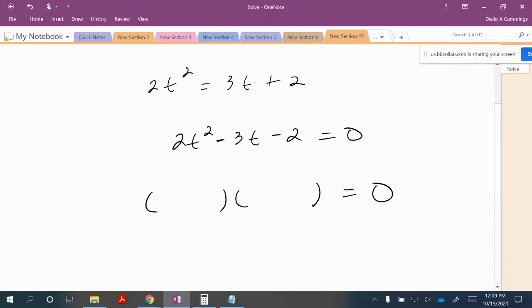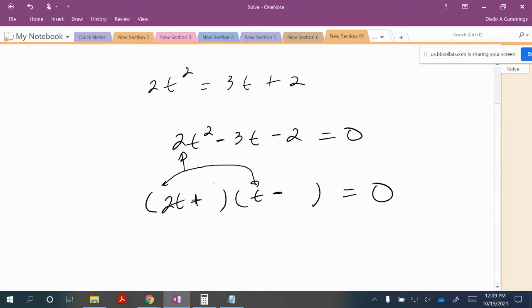So just remember, when we're using our FOIL method, the first terms must multiply to give you the first term in your trinomial. So I'm going to use 2t and t because 2t times t is 2t squared. Next, I'm going to determine my signs. If my last term is negative, which it is, -2, that means one of my numbers is positive and one of my numbers is negative. Now, you may need to interchange these signs because the middle term may not quite check out, and we'll see what I'm talking about in just a second.